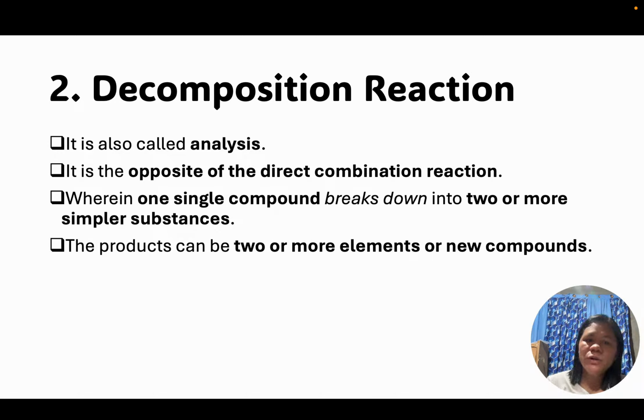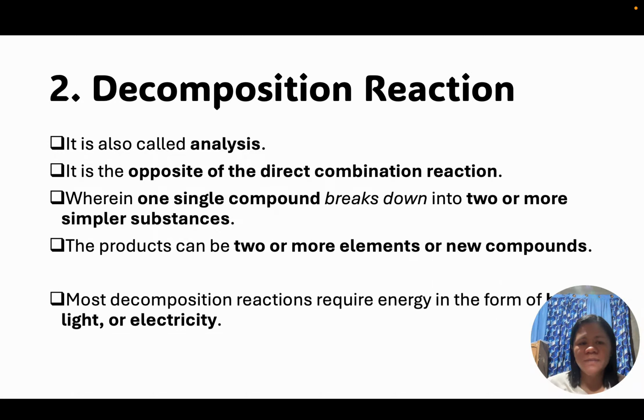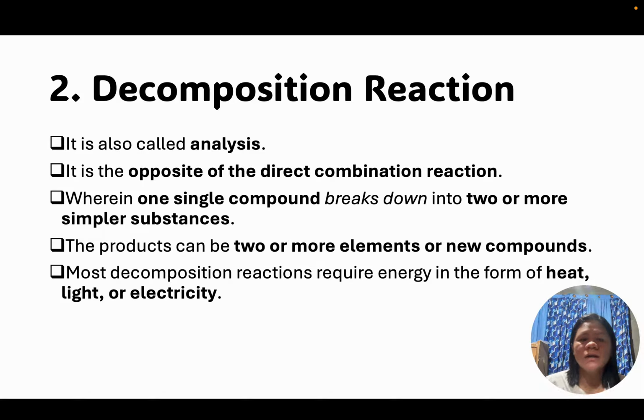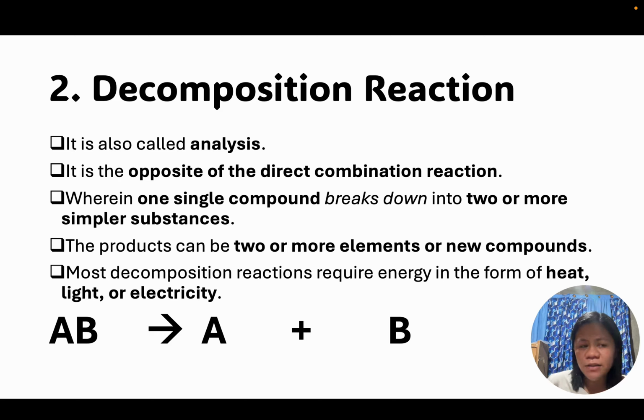So the products can be two or more elements or new compounds. Most decomposition reactions require energy in the form of heat, light, or electricity. Without these three, this decomposition reaction cannot occur. We have to spend some energy in order for us to break down any material. So here is the equation for the decomposition reaction. AB, which is our reactant, a compound, and our products are A plus B. Okay, so kung maghahatiin siya into two or more.